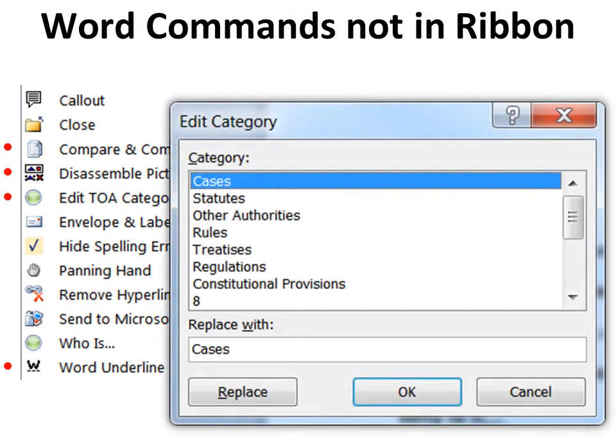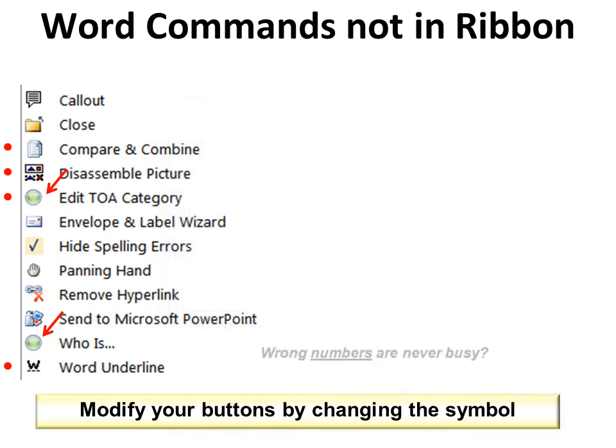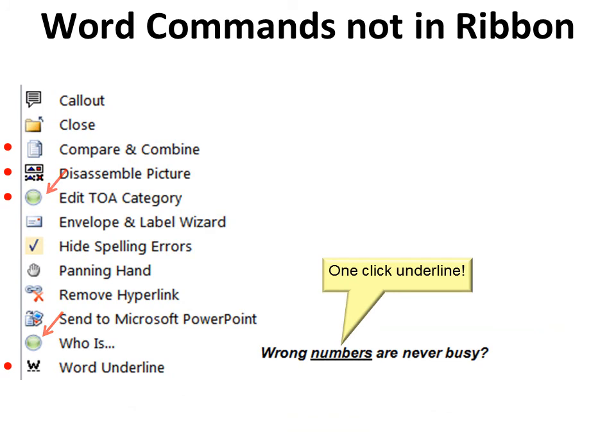The next one is Edit Table of Contents category. So if you're using Table of Contents a lot, you might want to put this tool on. But please note, this is the same look as this one. And that is because this is a generic setting for what the tool will look like. You can change that, and I'll show you how to do that in just a minute.